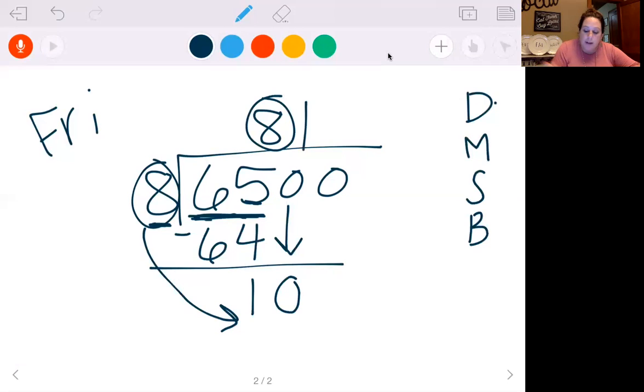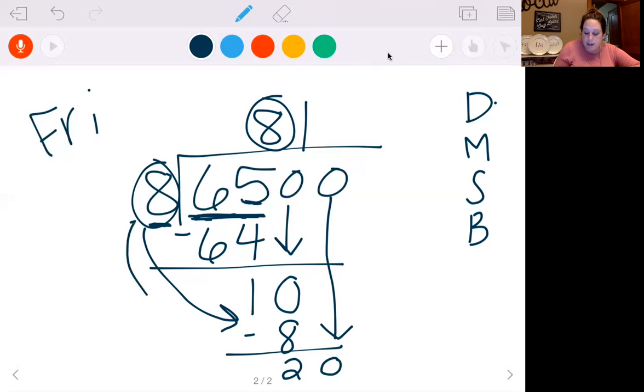That would be 1, so I'm going to line it up over the next number. 8 times 1 is 8, so that was my multiplying. I'm going to subtract it. I get 2. I have the 0, I'm going to bring it down and make a 20. Then I'm going to divide 8 into 20.